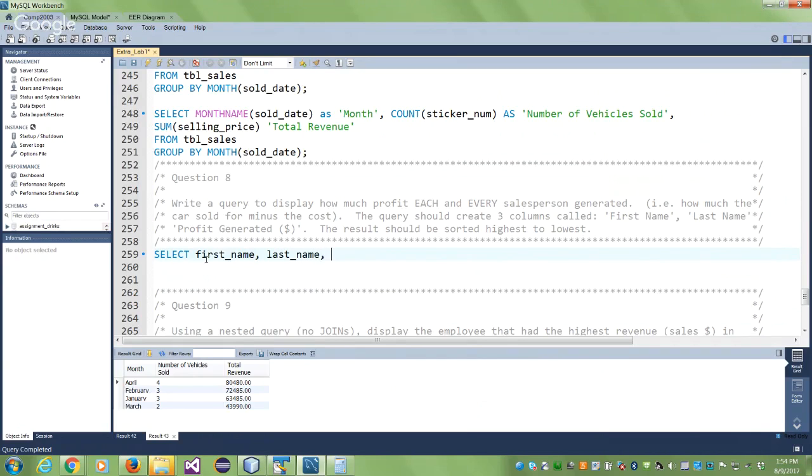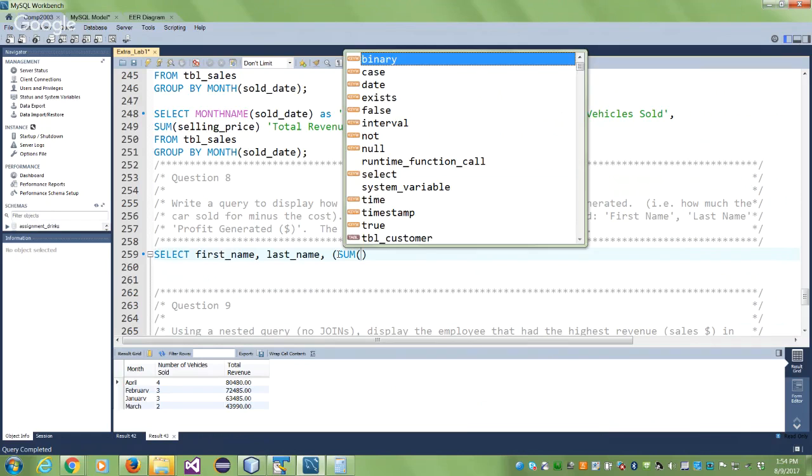Okay, now the profit each person made. So basically we have to sum up all the selling prices and subtract all the initial cost from it. That will be the profit. Okay, sum up all the selling price.